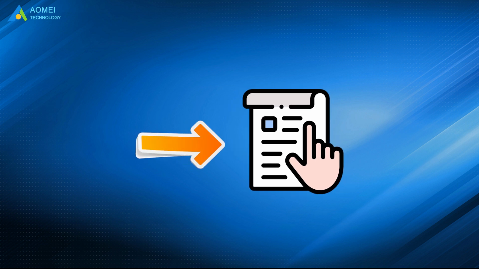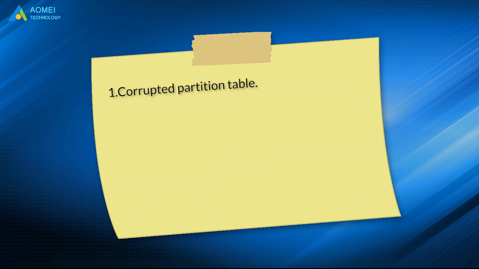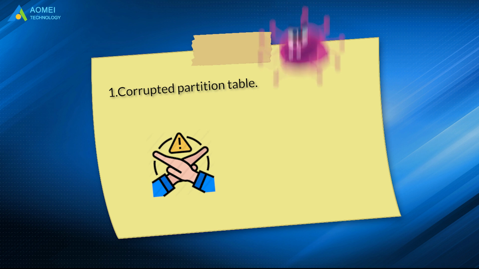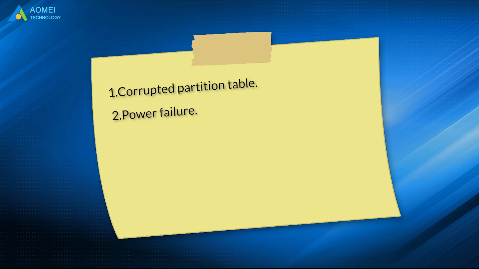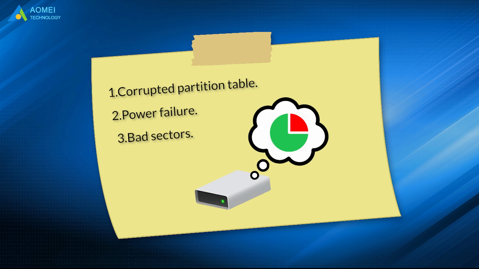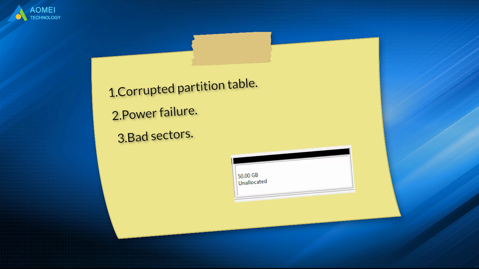Here are some reasons that caused your partition loss. Number 1. Corrupted partition table. Due to user's wrong operation or virus attack, the partition table may be damaged or corrupted, and then lead to partition loss. Number 2. Power failure. Number 3. Bad sectors. If your disk has a bad sector, your computer may not recognize it and then show the partition as unallocated space.